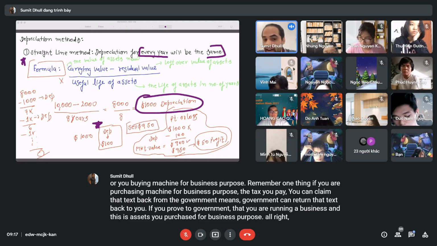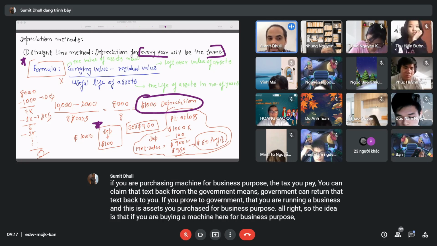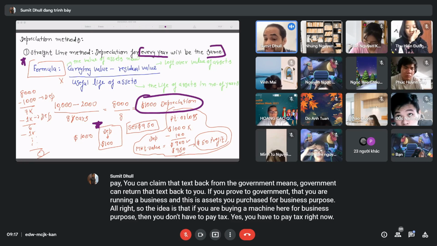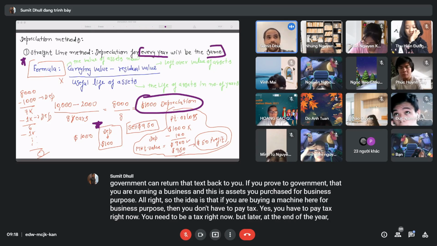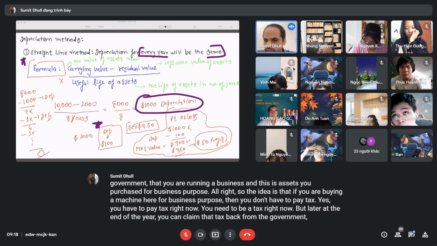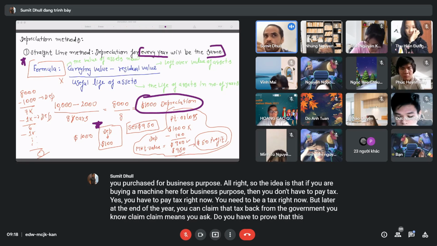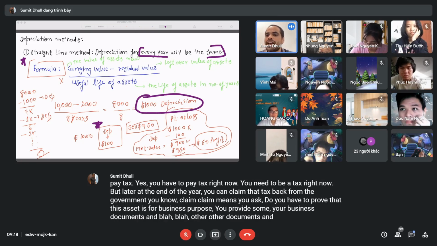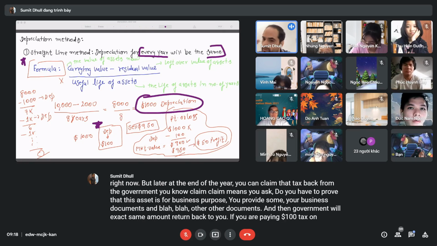All right. So if you are buying a machine for business purpose, you need to pay tax right now, but later, at the end of the year, you can claim that tax back from the government. Claim means you have to prove that this asset is for business purpose. You provide your business documents and other documents, and then the government will return the exact same amount to you. If you are paying $100 tax on a machine, the government will give you $100 back.